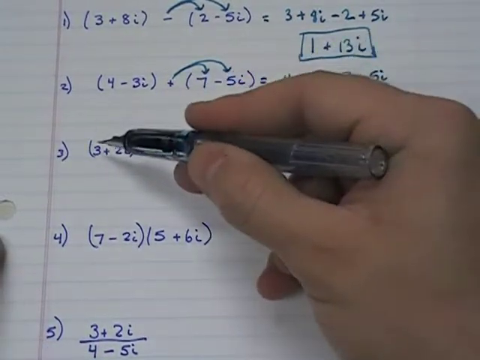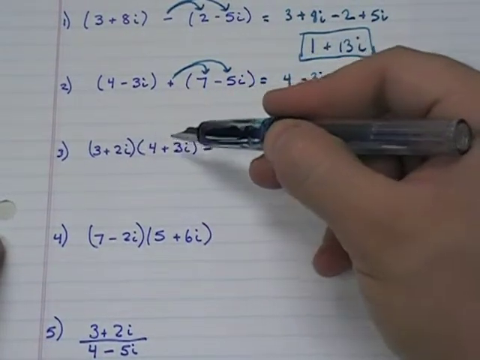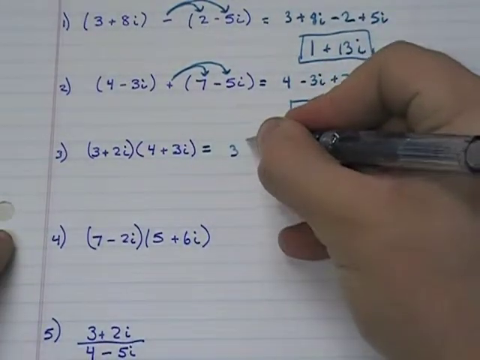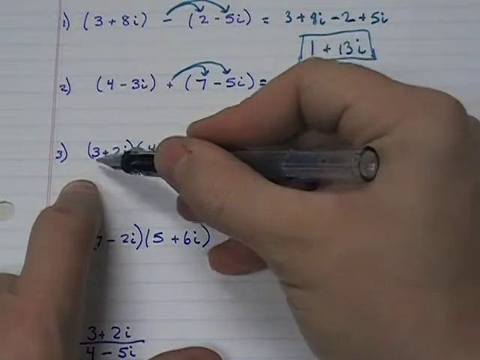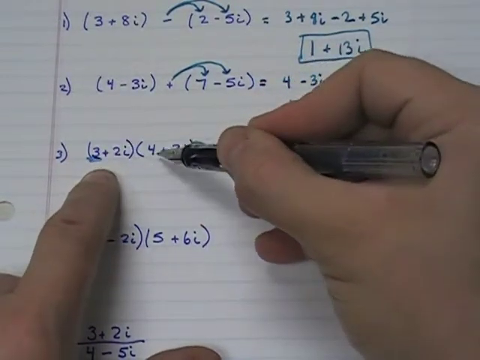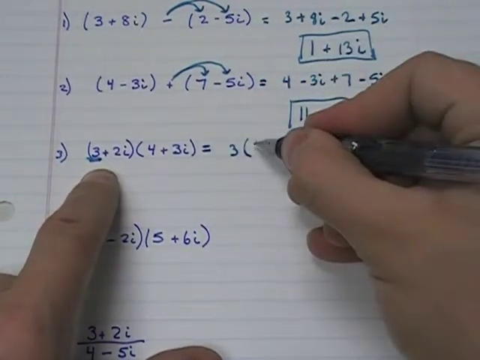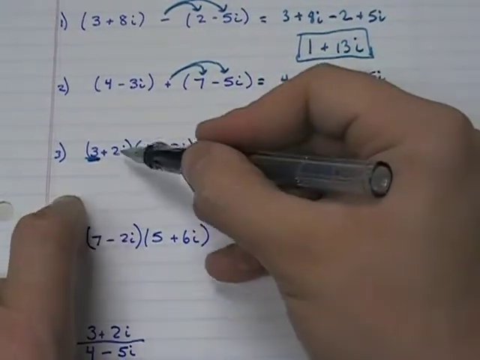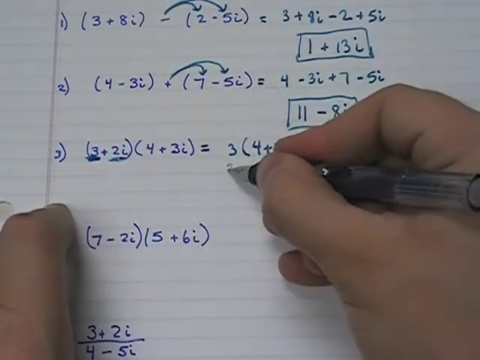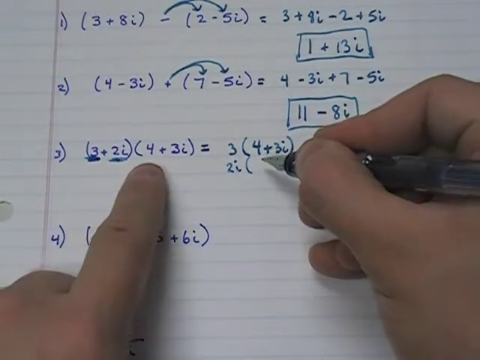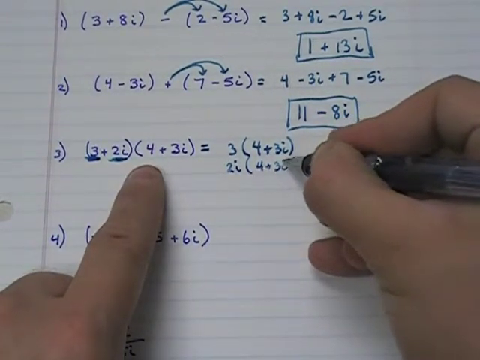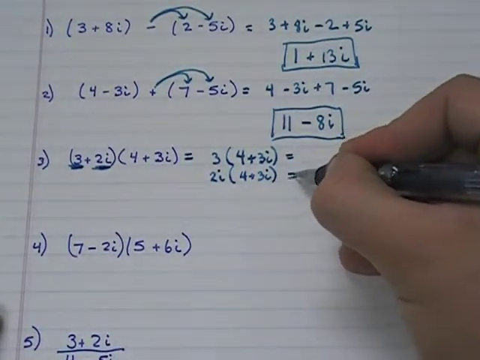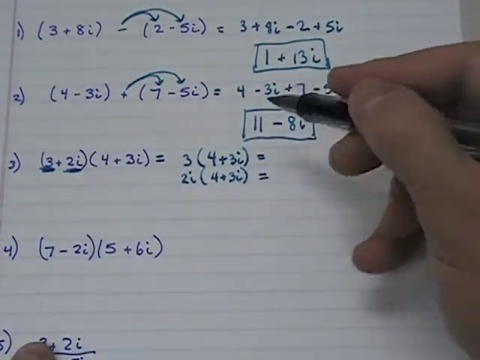And if you had to multiply 3 plus 2x times 4 plus 3x, you would distribute. So what I get is 3 times, I take this first term, and I distribute it to everything in the second polynomial, 4 plus 3i. And then I take this second term, 2i times 4 plus 3i. And some of you may have learned to do this a different way. It's called the FOIL method, and that's fine.